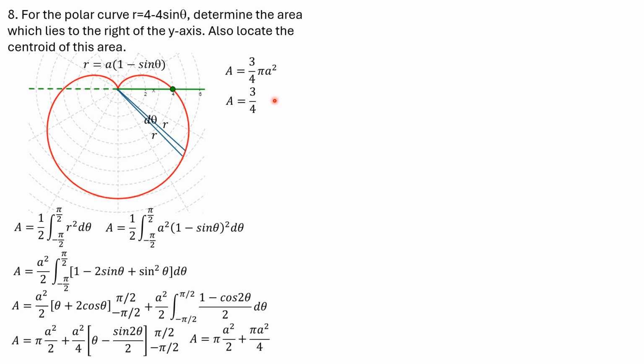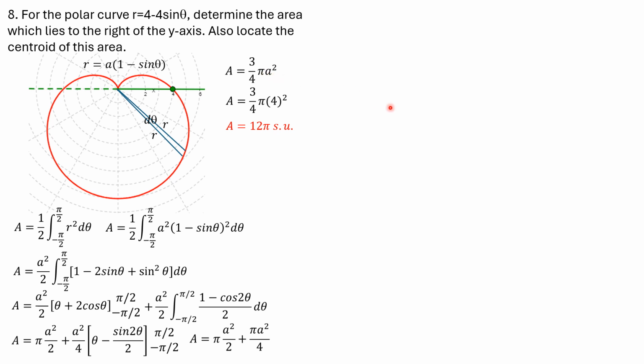Then for the centroid, that's the formula. Substitute the value of a, which is 4 here, so it is 12 pi square units for this specific problem. But in general, half of the area is 3/4 pi a squared. The entire area is 3/2 pi a squared.